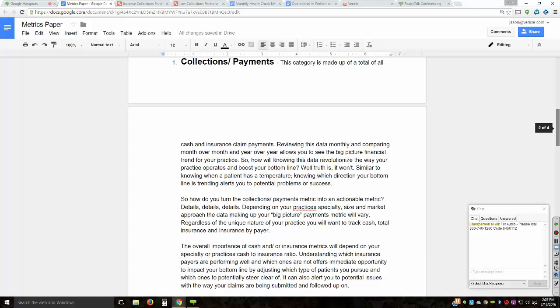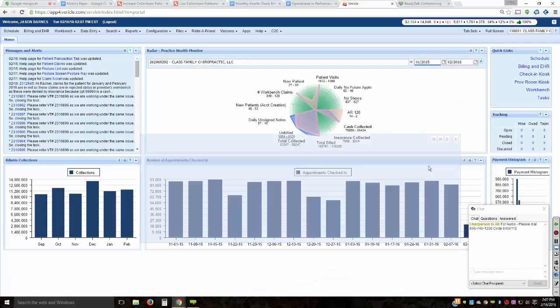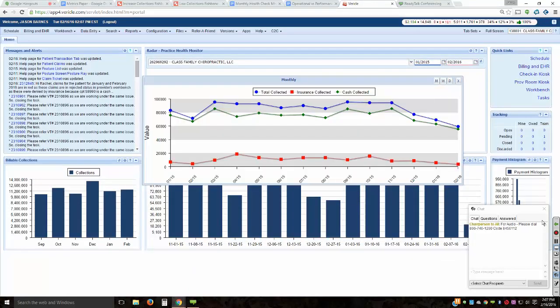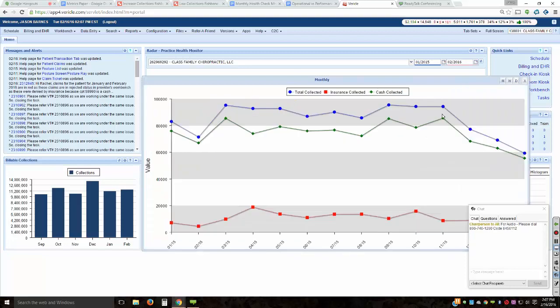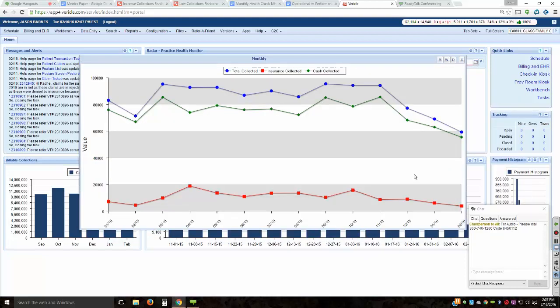So the first thing to show you is a diagram. You have a practice here, and I'll make this slightly larger. You have a practice here with 3 different numbers on it, right? The blue line is their total collected. Their green line is their cash collected, and their red line is their insurance collected. As trends would go, it looks like they're trending down from the end of the year to the beginning of this year.